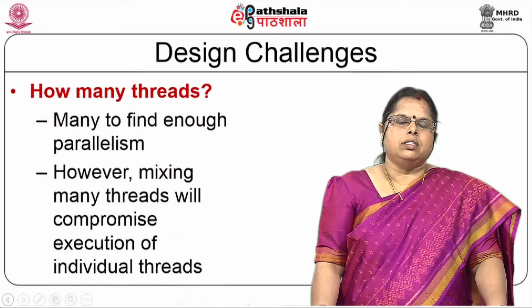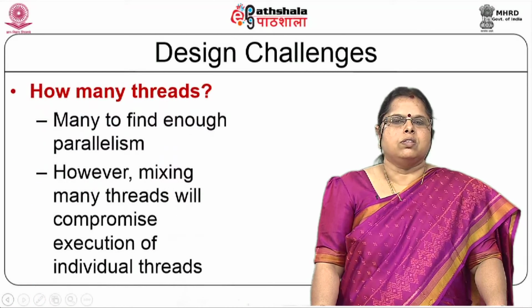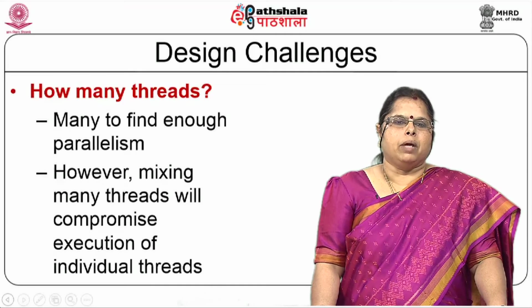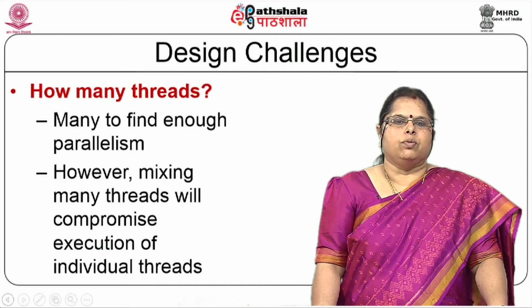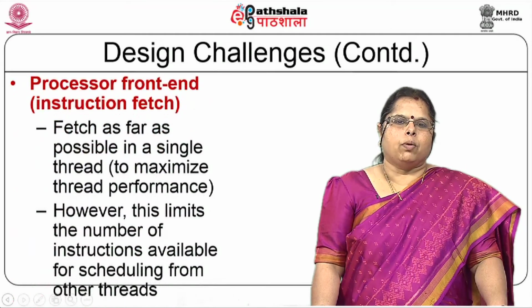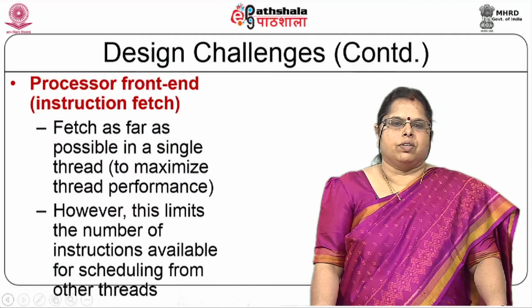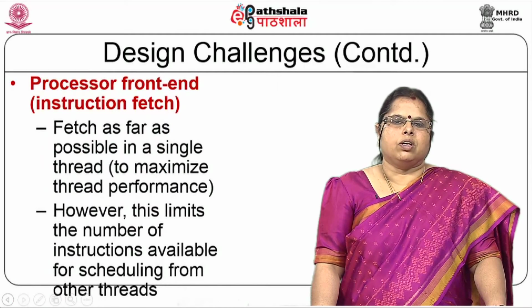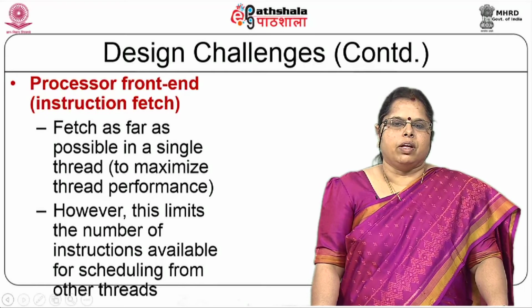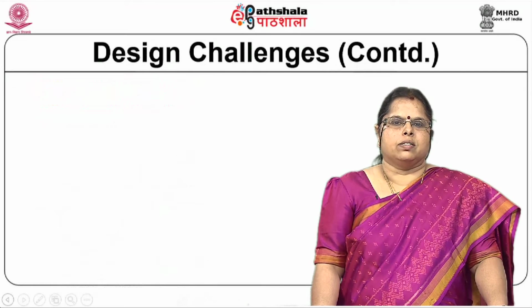So, design challenges associated with these types of processors depend on how many threads we are going to use. We have to use enough threads to find enough parallelism, but mixing many threads will compromise execution of the individual thread, which we have already pointed out. You also have a problem with the front end, which is the instruction fetch. Though we try to fetch as far as possible in a single thread in order to maximize thread performance, this will actually limit the number of instructions available for scheduling from other threads.